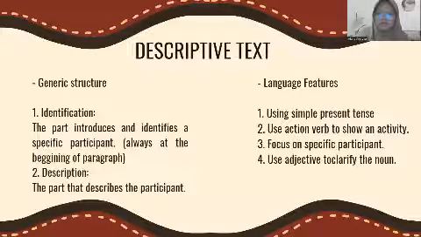And next, we jump into the language features. The first, descriptive text uses simple present tense, and then uses action verbs to show an activity. And the third, focus on a specific participant. And the fourth is to use adjectives to clarify the noun.